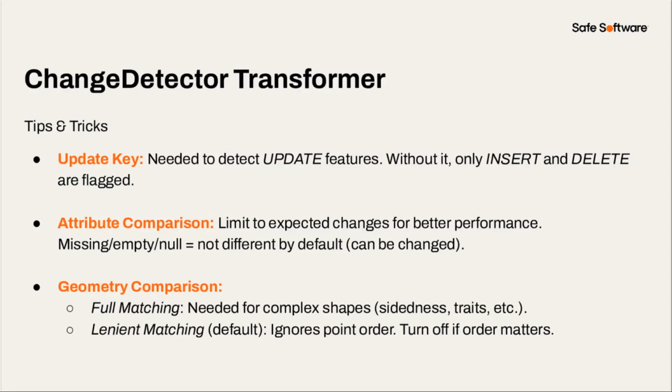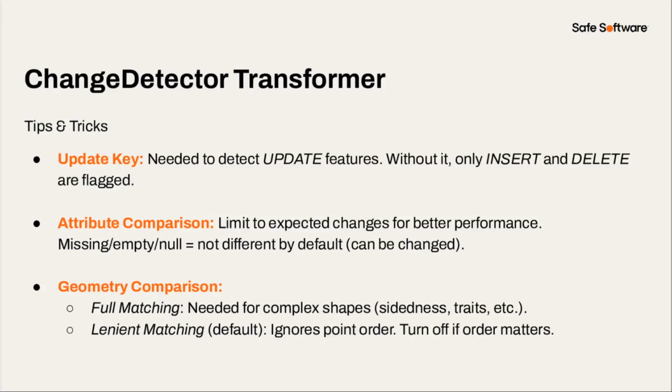So after seeing multiple demos there, I decided to compile some general tips and tricks that I found very useful when using the change detector transformer. So the update key is required for you to get features flagged as updates. If no update key is selected, then features will only be flagged as an insert or delete. The attribute comparison, the change detector can compare all attributes, but performance improves if you limit it to only those expected to change. By default, missing, empty, or null attributes aren't considered different, but this behavior can be changed with a setting.